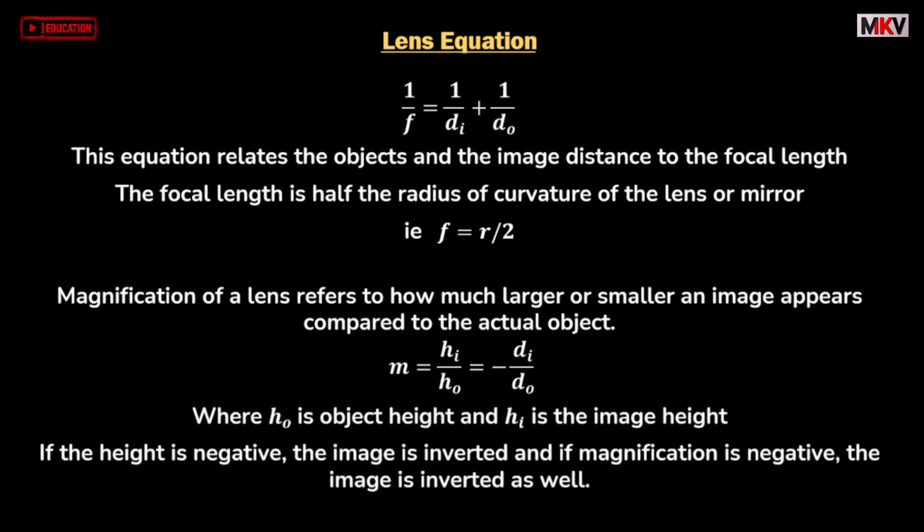Now, h naught is the object height, hi is the image height. If the height is negative, it means the image is inverted. And if magnification is also negative, it means the image is inverted. So when we have an inverted image, the height will be negative and the magnification will be negative as well.